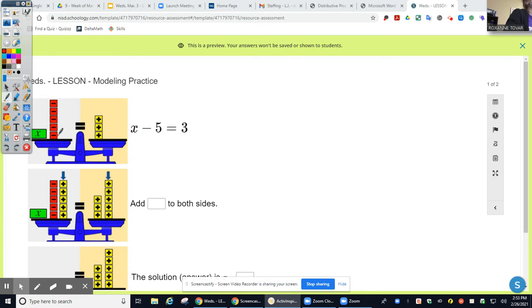So if we have 5 negatives, the only way to get rid of 5 negatives is to add 5 positives. So I'm going to add 5 positives to this side of my equation. And remember, what I do to one side of the equation, I have to do to the other side. So if I add 5 positives to this side, I now need to add 5 positives to this side.